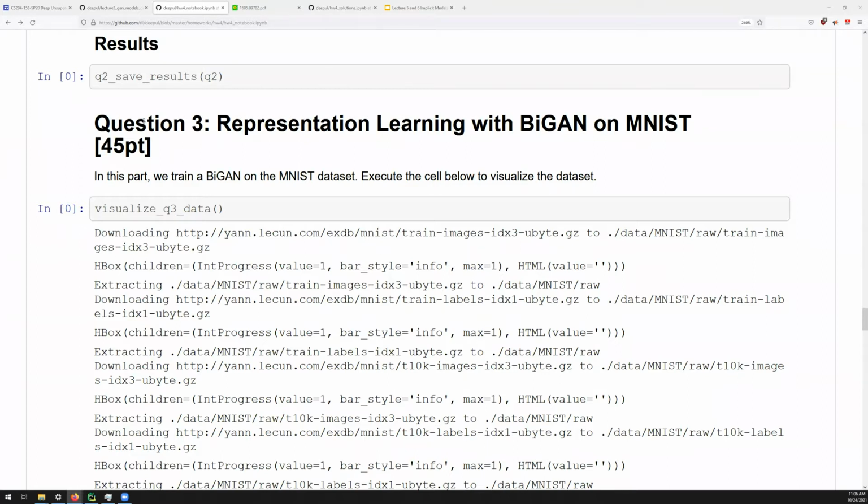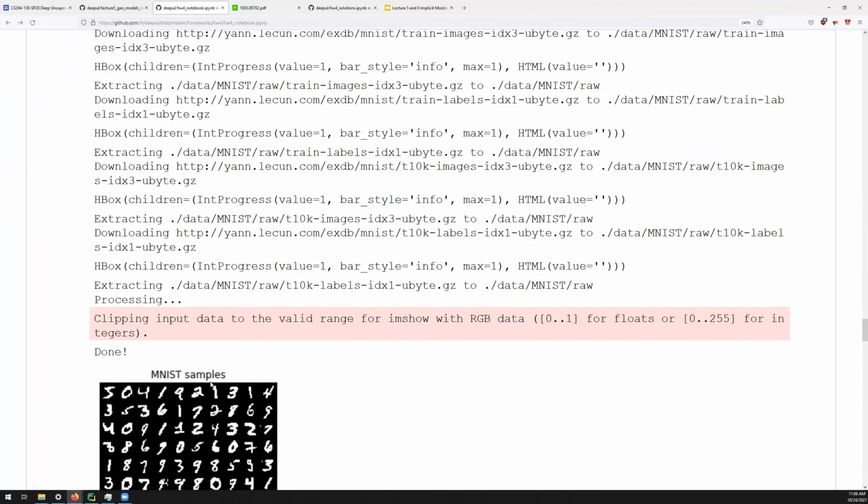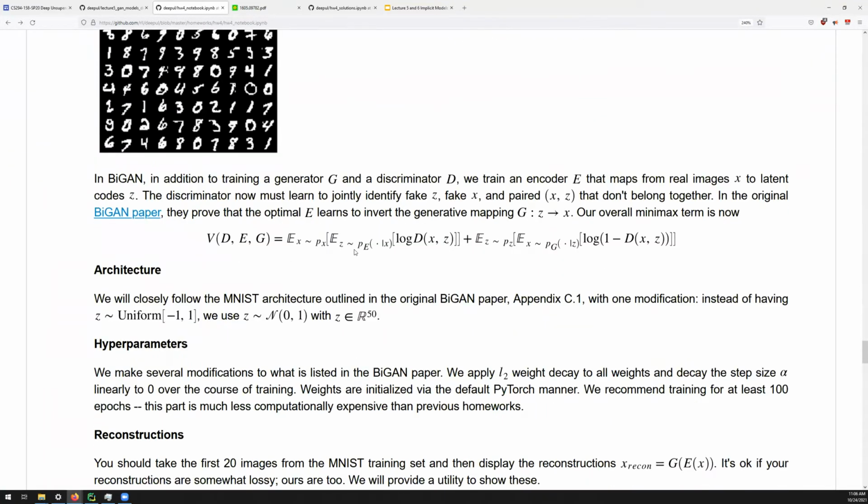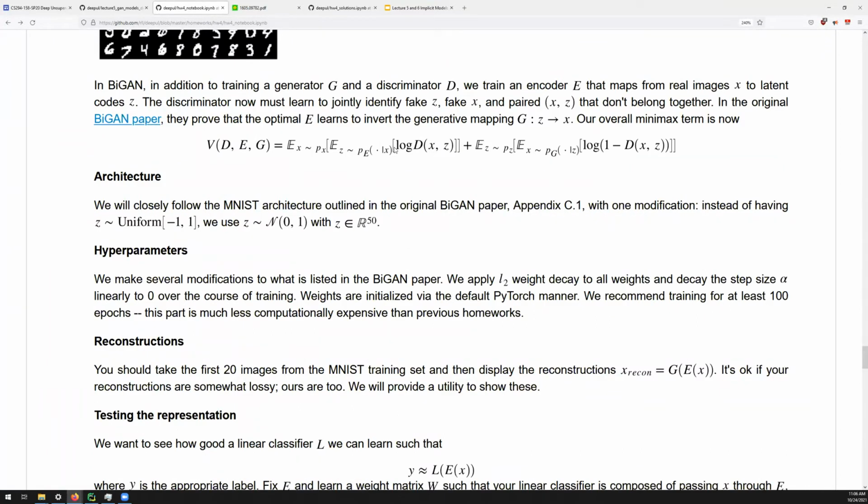Okay, so in question 3, we have representation learning using BiGAN on MNIST. They describe what BiGAN is down below. This one is for visualizing the data. We're just going to use MNIST. Here's the description of what BiGAN is.